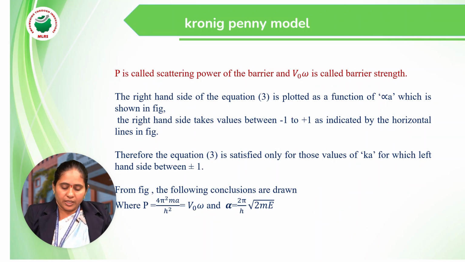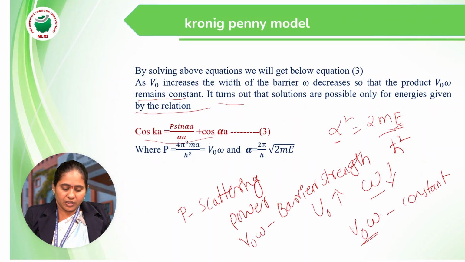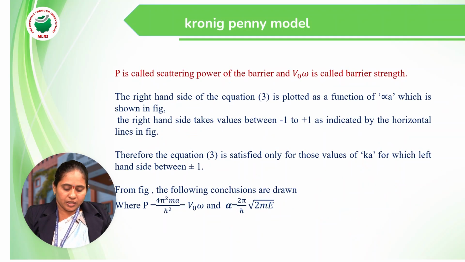So, here in this equation number 3, what is equation number 3? LHS is cos Ka, RHS is in terms of alpha A. So LHS is having the cos Ka, and RHS is in terms of alpha A. Means LHS is cos Ka.